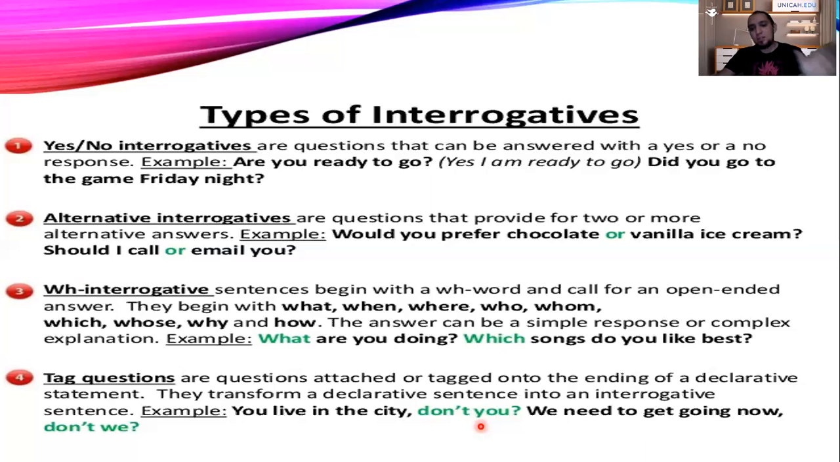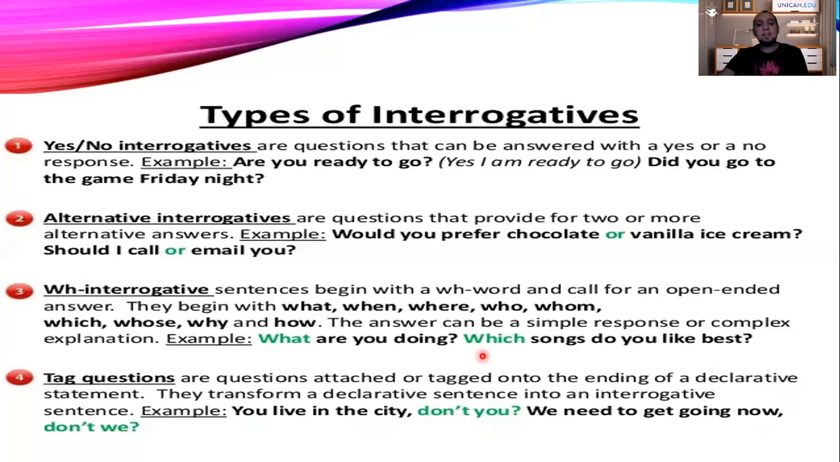So as you can see, these questions always are written first with a declarative sentence, but they end with a tag question. It's the negative or the affirmative form of the sentence. For example, you live in the city, don't you? Don't you is negative, but you live in the city is affirmative. We need to get it going now, don't we?